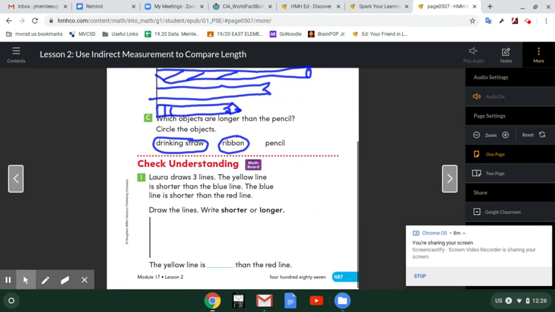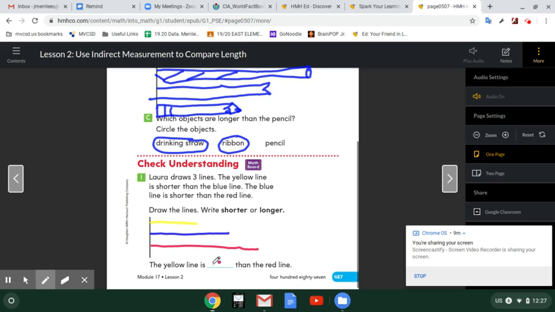This time, we get to just draw lines. The yellow line is shorter than the blue line. So I'm going to use yellow. The yellow line is shorter than the blue line. The blue line is shorter than the red line.